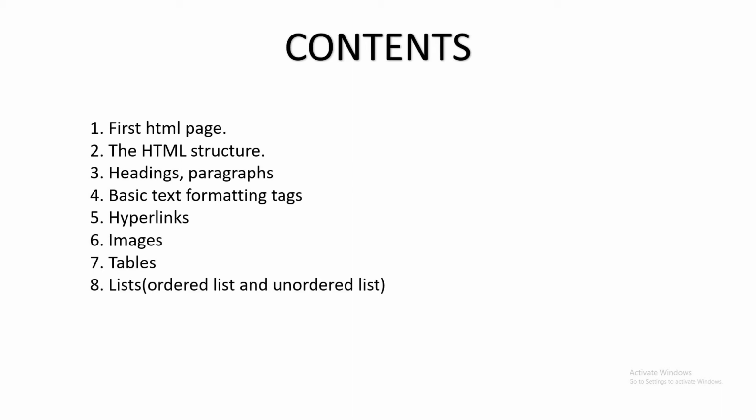And the eighth one is lists, that may be ordered list or unordered list. So what does list mean? List means to create bulleted points or numbered or alphabetical points like in Word. And the ninth one is classes and IDs. So in this chapter, we will learn to give names for the tags and use those names like in CSS or any other places. And the 10th one is styles.